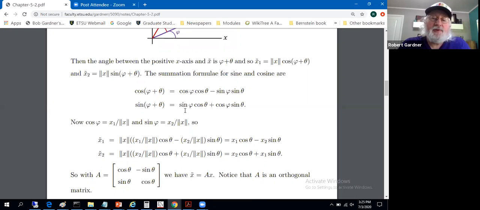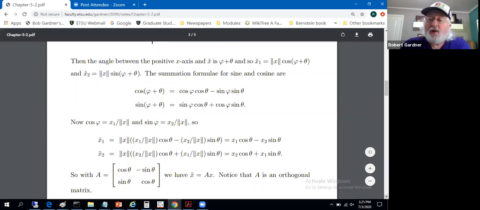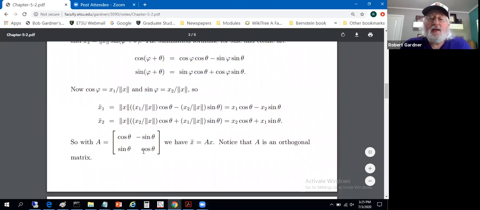Similarly, substitute in for the sine phi and the cosine phi in the sine of phi plus theta formula, expressing x2 tilde in terms of those things, expanding, simplifying, you'll get this. So we're going to define a matrix A inspired by this little trig argument. Define matrix A to have the entries as given here: cosine, negative sine, sine, cosine. Then we can express x tilde as A times x.